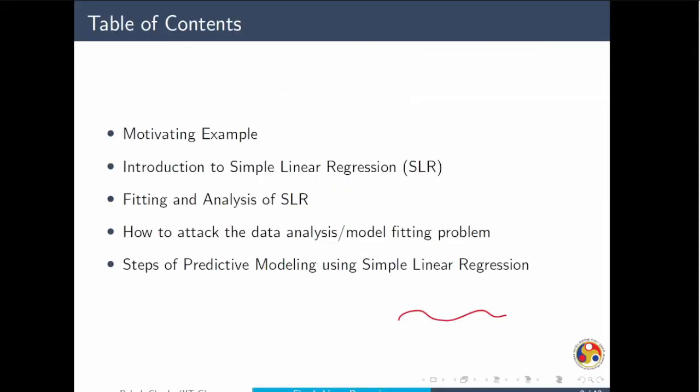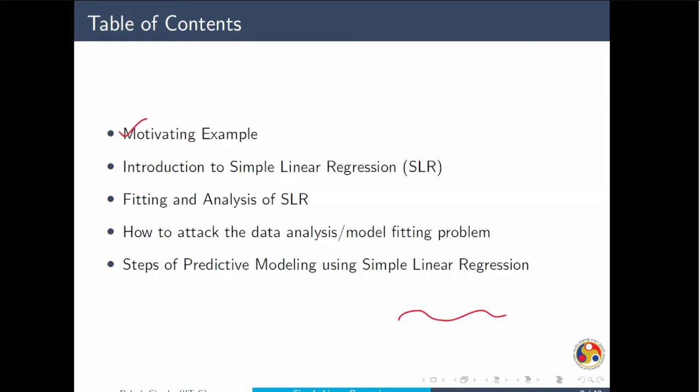I'm sure a lot of you have already heard about this, but for some it may be new. So I'll start assuming that nobody knows anything about this. First I'll start with a motivating example, so that you can connect where things are going. And then I will introduce simple linear regression, or SLR, and how to fit and analyze it.